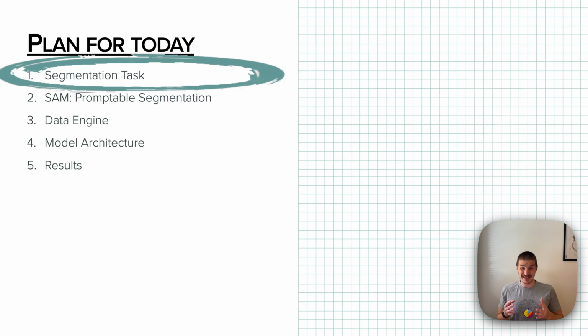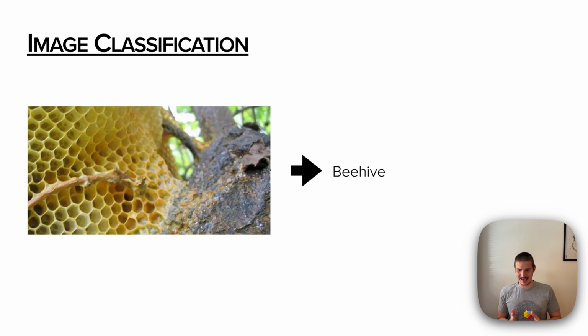So let's discuss segmentation task and why I think it is interesting. So coming a little back, this is an example of image classification task. That is, given an image, output just one class, in this case Beehive. And this is the task that is solved with models like ResNet, ViT, Swin Transformer that are also used as backbones for all the other models.